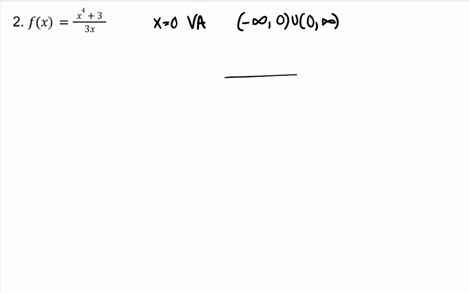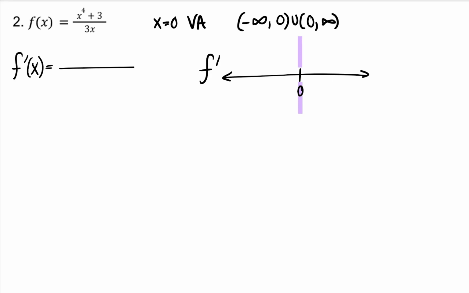As a reminder, we need to label any domain restrictions on our f prime number line. I like to draw a little dotted line just to remind myself this is not a critical number, it cannot be a relative extrema, it is a vertical asymptote. Let's derive to find our critical numbers. I'm going to use the quotient rule.